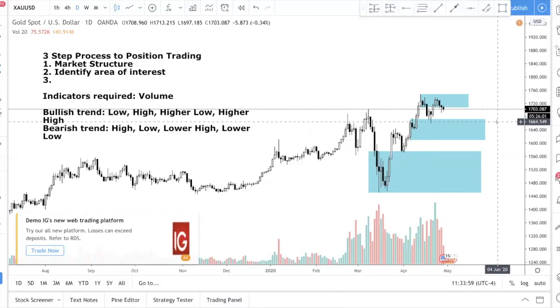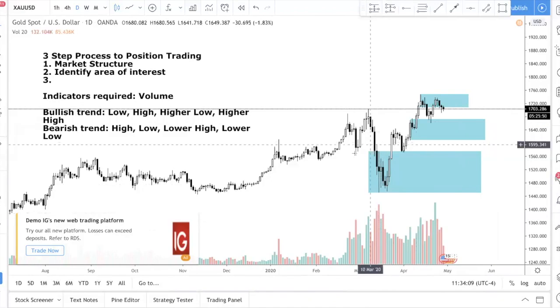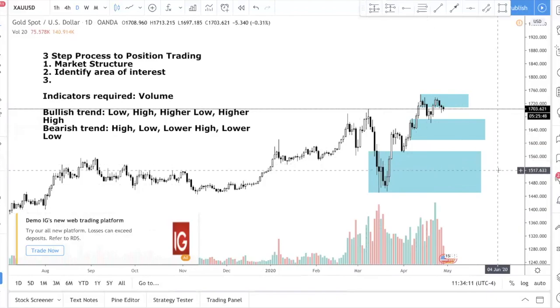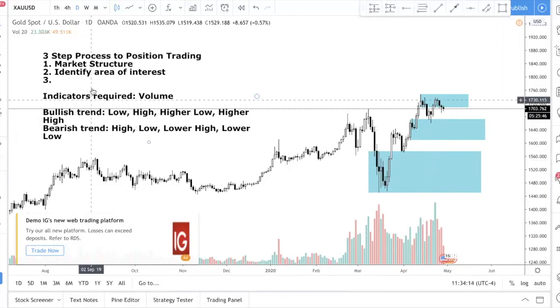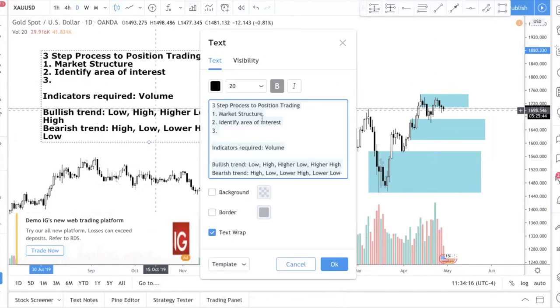You identify the trend, the market structure and your buyers. Step two, you identify the area of interest using the highest volume candle. What you do is you identify the highest volume candle, then you just use the rectangle to draw the entire zone out. Okay, so because we want to buy, we need to look for a candlestick pattern.